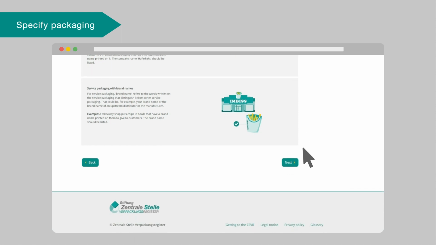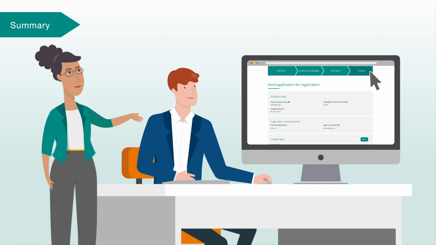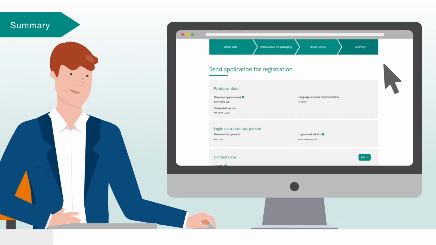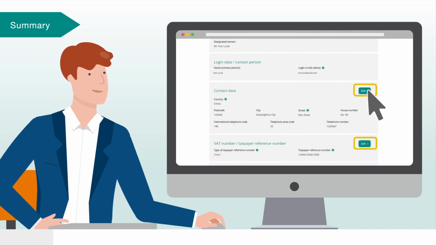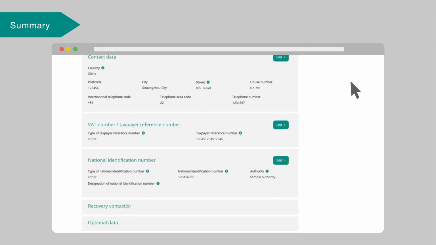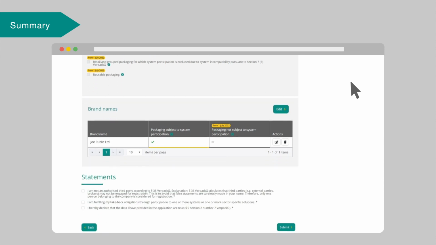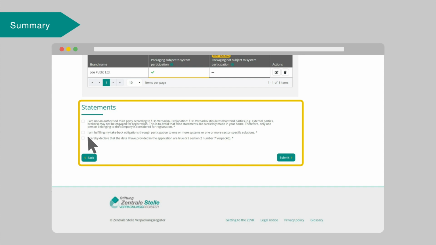Once you have entered all your brand names, a summary of the data you entered will be shown to you in the last step. If you want to make any changes or additions, you can do so by clicking Edit. To complete your registration, you must make certain statements and confirm, for example, that the data you have provided is true.